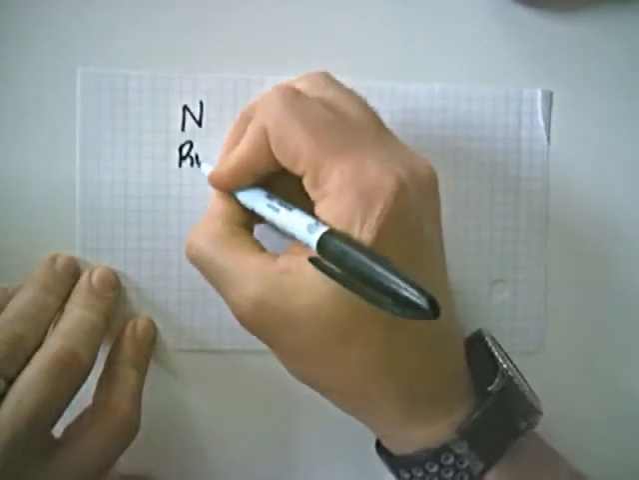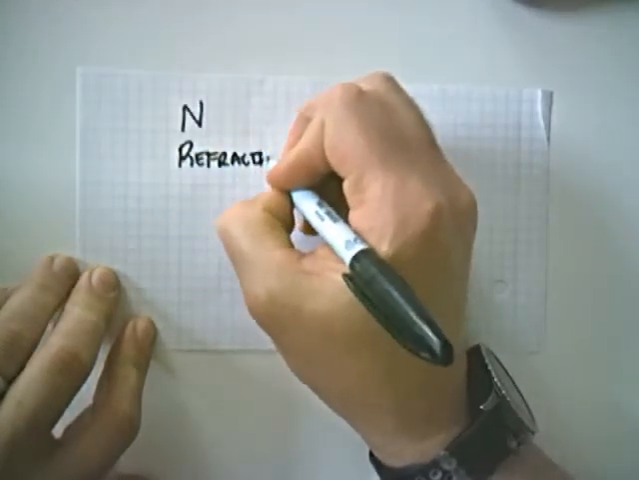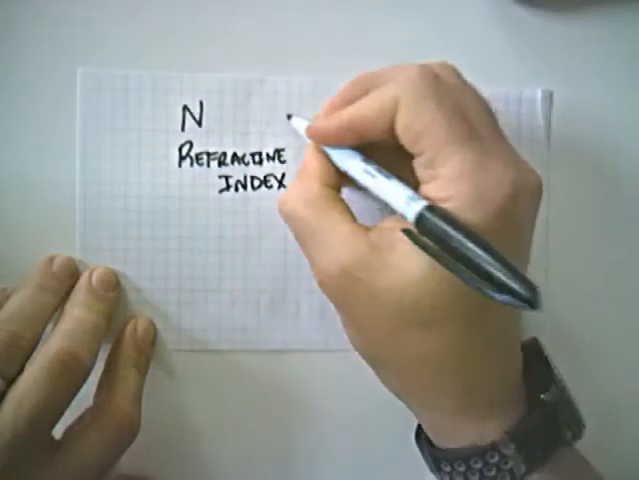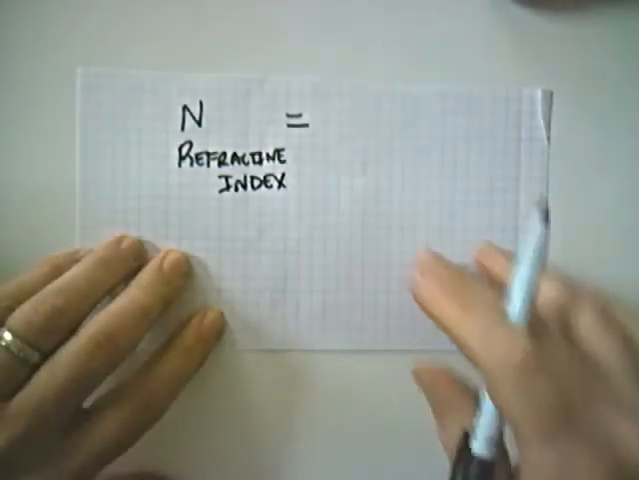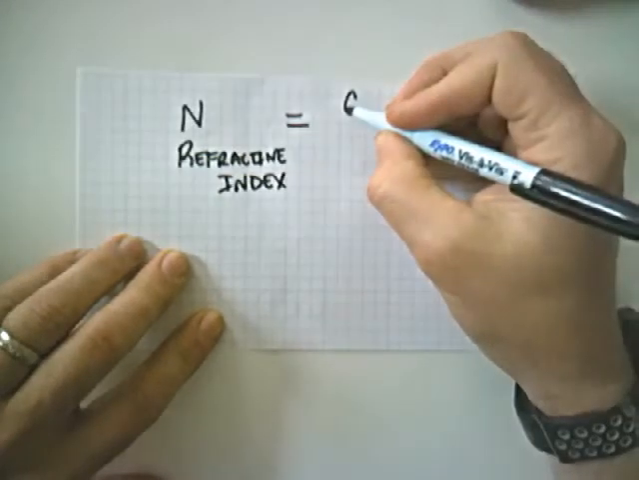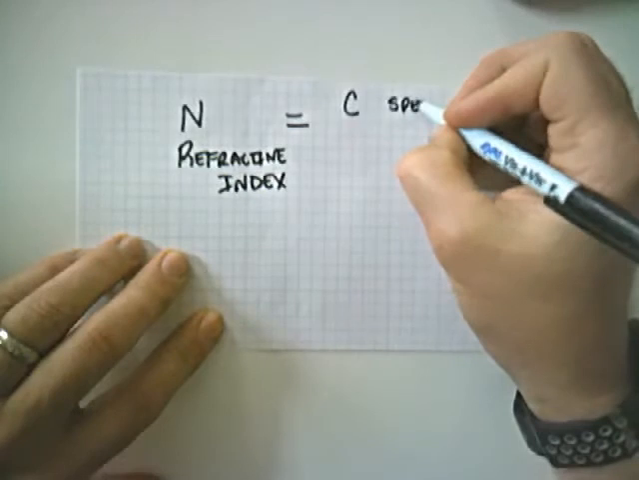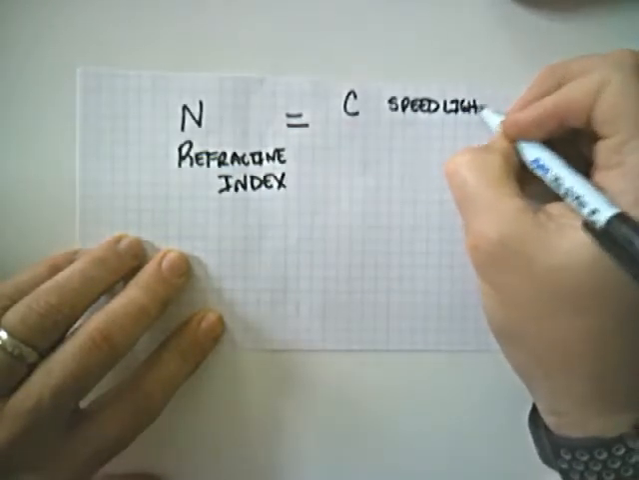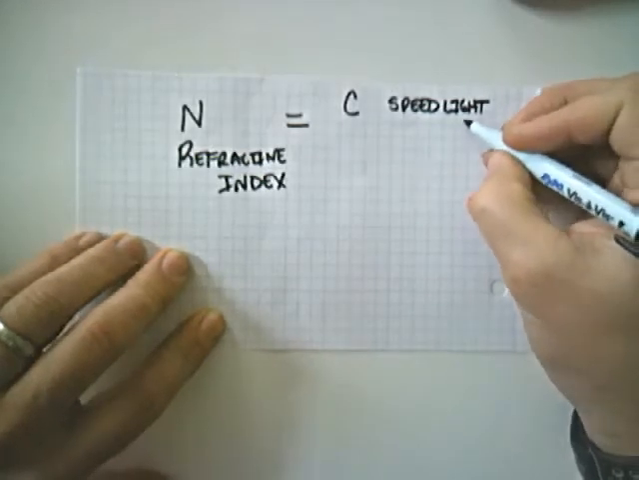N stands for something called the refractive index. And what it is, it's a comparison. So N is going to be equal to the speed of light in air or vacuum, C, which is always the same number, it's a constant. So I'll say speed of light. Now there is a difference between the speed of light in air and in a vacuum, but it's basically the same thing. It's not much different at all.